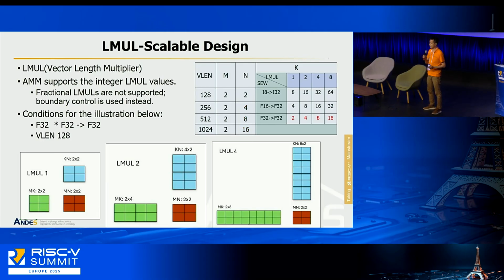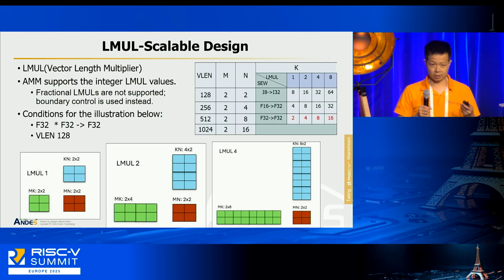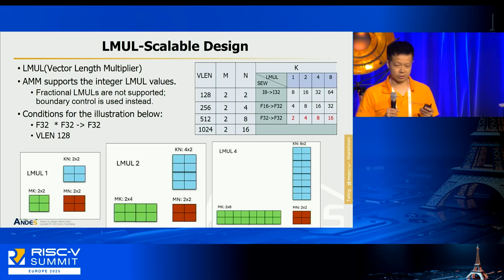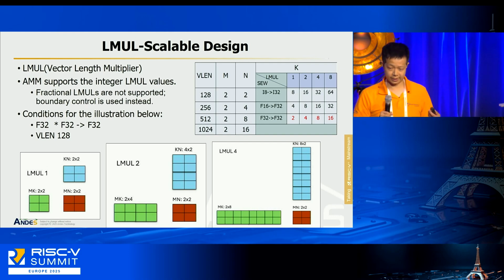LMUL scalability. LMUL is the vector length multiplier, which allows us to group multiple vector registers together to act as a single longer vector register. AMM supports the integer LMUL values, but not the fractional LMUL values, because AMM handles those situations using boundary control, which I will explain later.